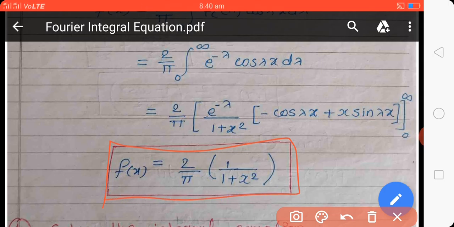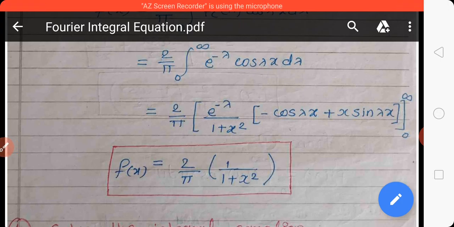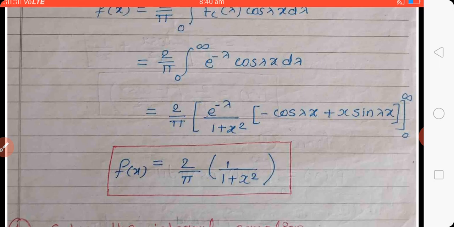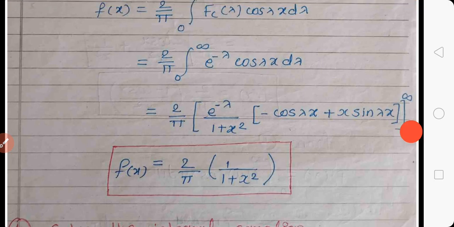In this way, we solve the integral equation. We got the solution for the integral equation, that is the value of f of x. Remember these for solving the integral equation. Here we are given the value of the Fourier transform and we solve this, that is, we use the inverse Fourier transform.